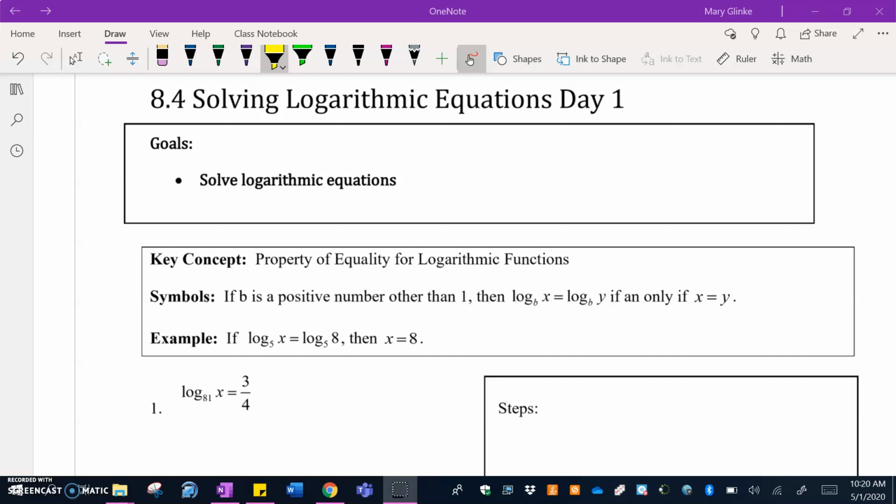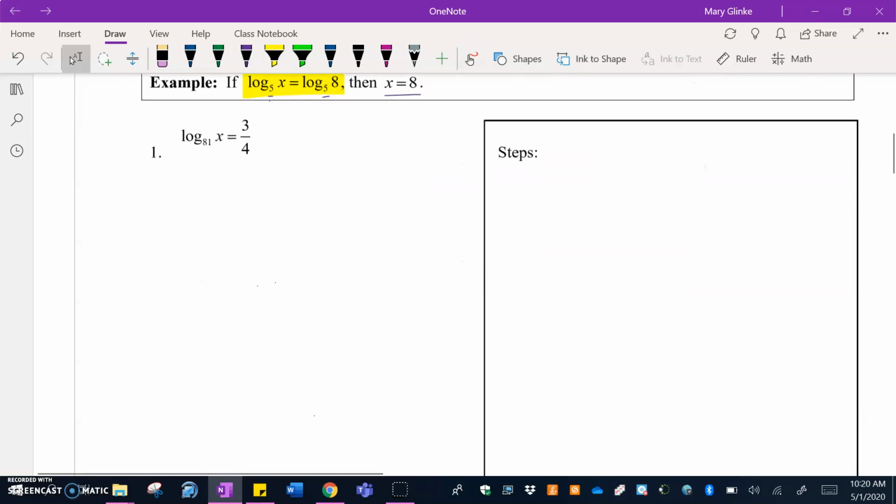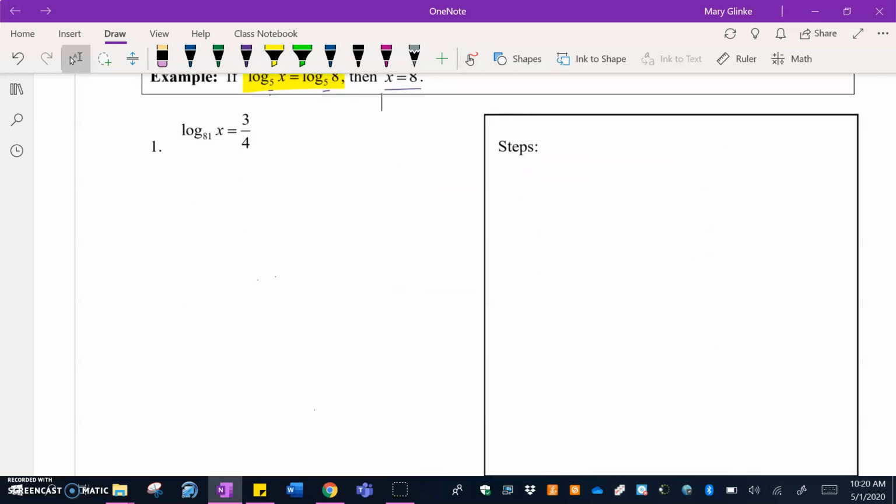So if you look at this one down here, you'll notice that they both have a log with a base of 5. So the only way that this equation can be true is if whatever you're evaluating the log of equals whatever's in the log of the other side. So for this one, x has to equal 8. So let's go ahead and dive a little bit deeper into this and figure out how to solve logarithmic equations.